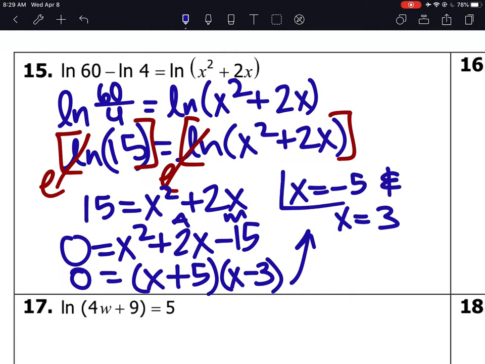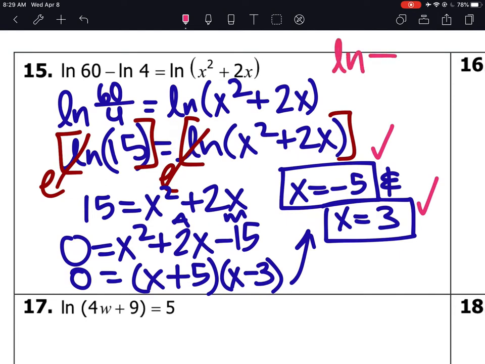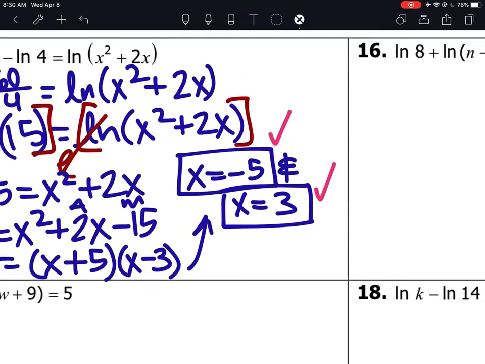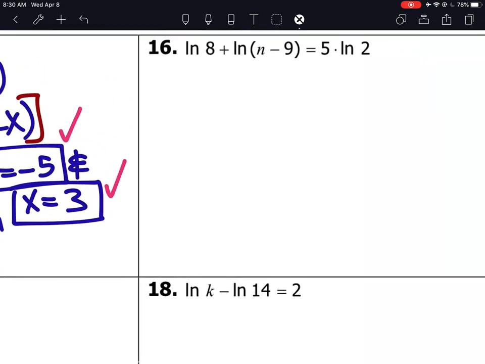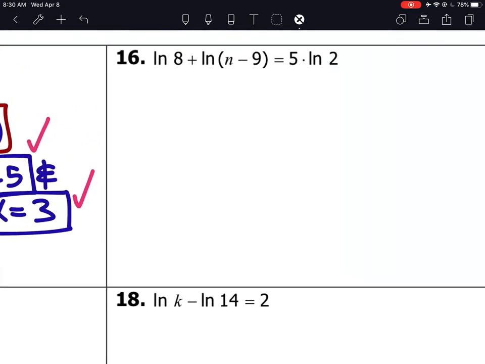Remember to always double check your work. If I plug in a negative 5, will everything come out okay? And if I plug in a 3, will everything come out okay? And by okay, I mean, will you be able to take the log of whatever value you get? You can take the log of a positive number, but you cannot take the log of a negative number. But both of these work. I checked for you, but the rest you're going to have to check for extraneous solutions.